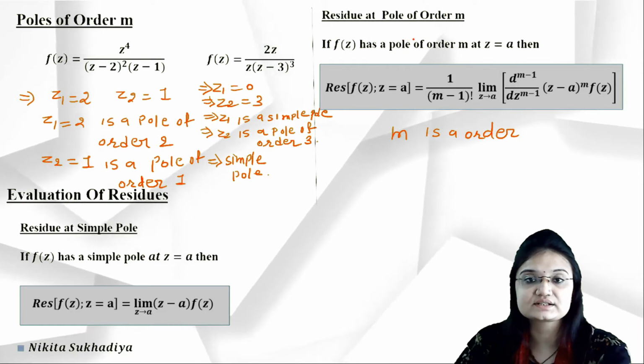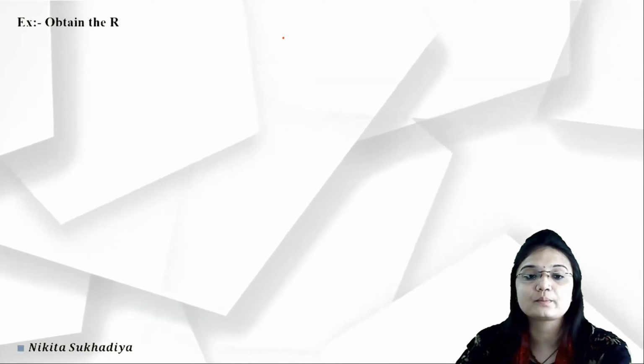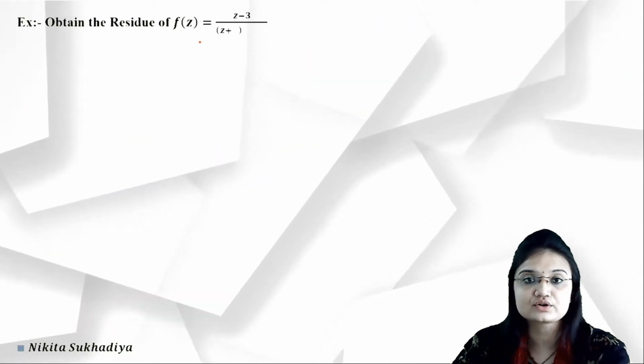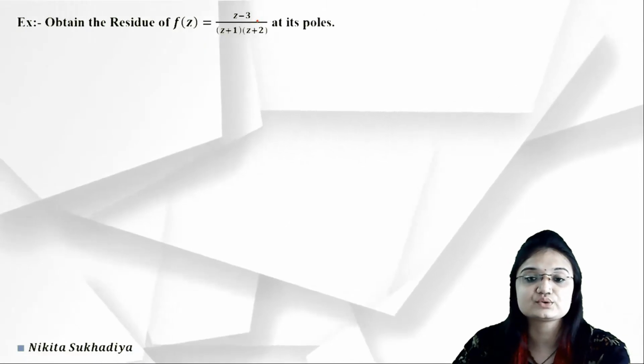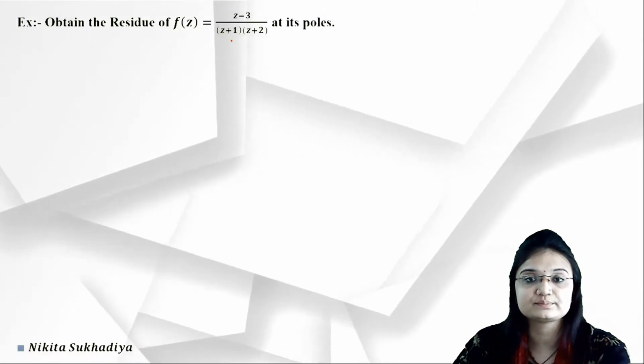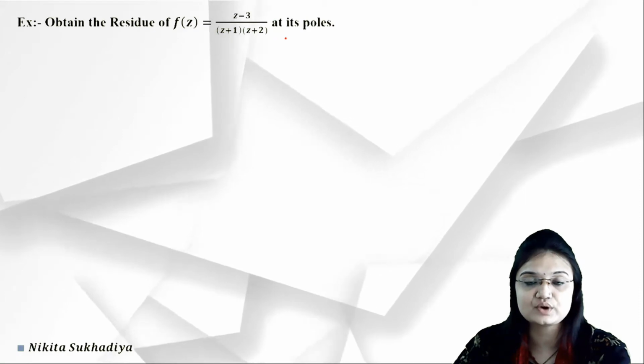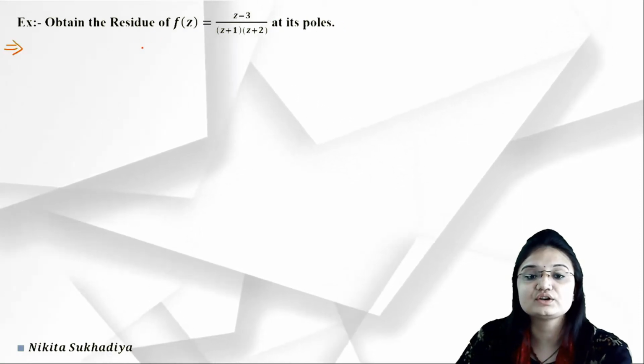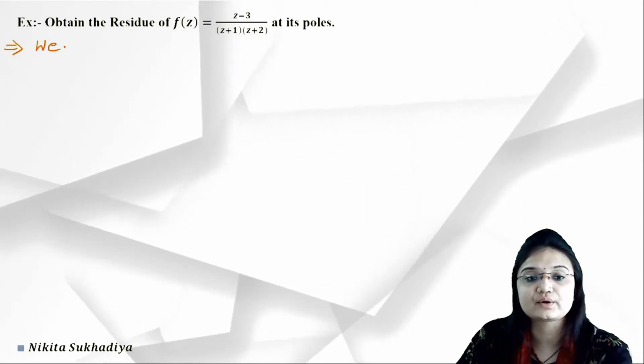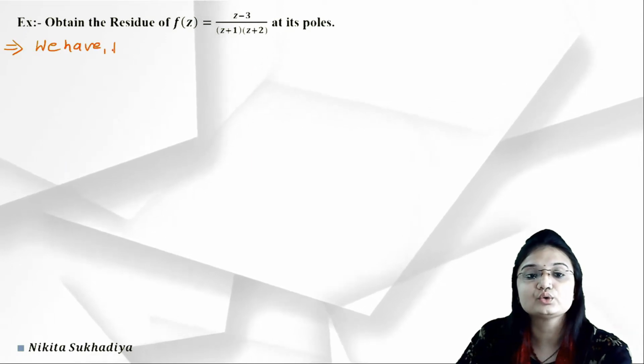So let us understand with an example: obtain the residue of the function f of z is equal to (z minus 3) upon (z plus 1) into (z plus 2) at its poles. So here you can clearly see that we have two poles.